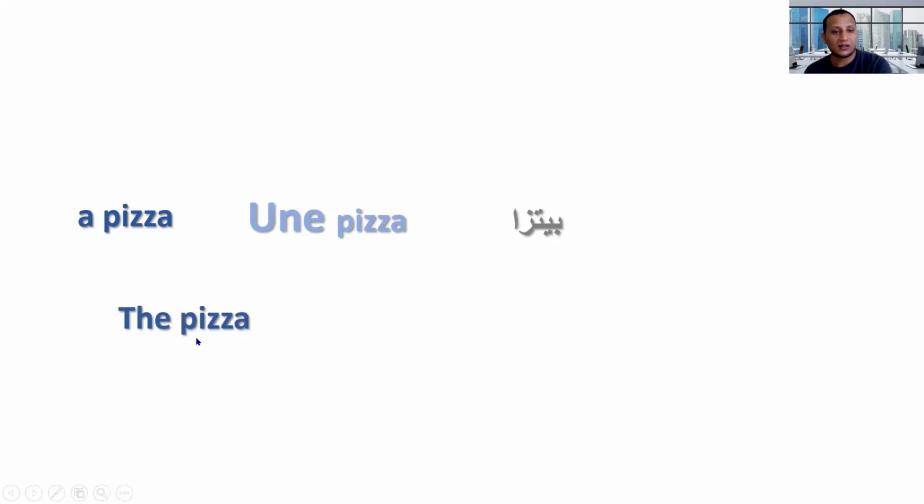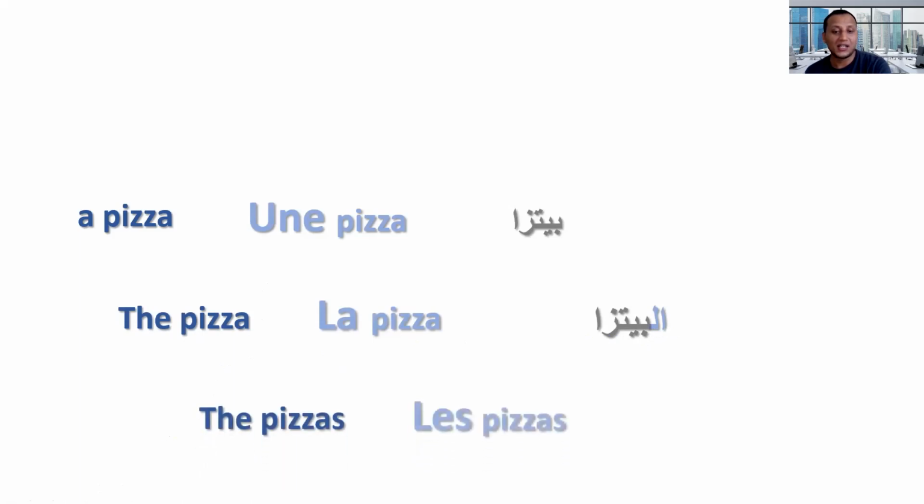With a definite article, the pizza. La pizza, because it's a feminine noun, as we said. In Arabic, we added the definite article, alif wal lam, el pizza. The plural, the pizzas, les pizzas, and al pizzat. Or you can say here also al pizza. Okay.